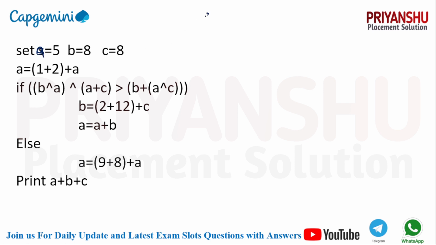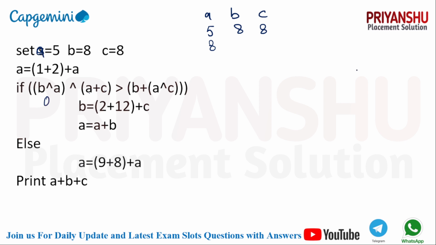Okay, so a, b, c is given and the value of a is 5, b is 8, c is 8. Clear? Next thing is a equal to 1 plus 2 means 3, 3 plus a means 8, so total 8 is there in a. So we need to calculate b XOR with a. b XOR with a means 8 XOR with 8, it means 0, and 0 XOR with a plus c, so the value of a is 8 and c is 8, so it means 16.